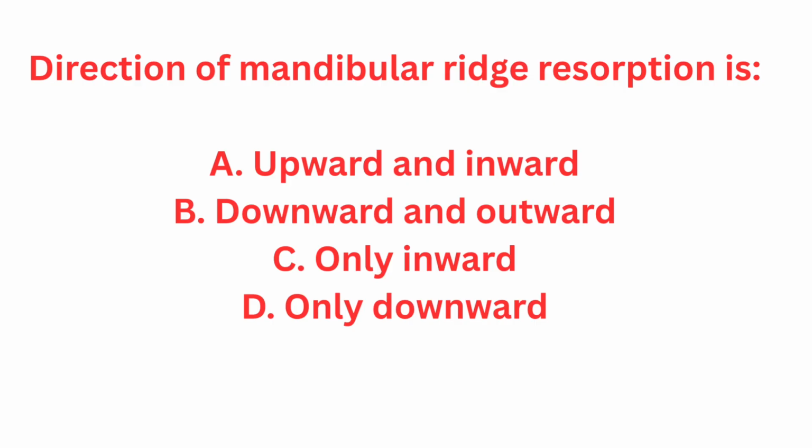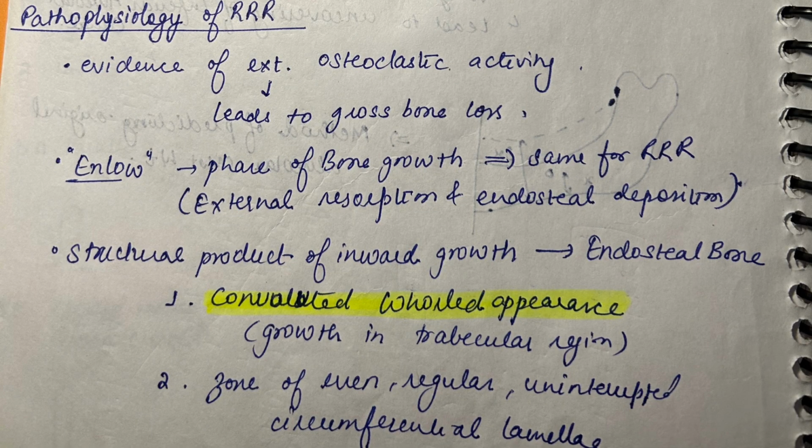So this is a question which is asked in some competitive exams. Answer this MCQ in the comment box and let's see how much you learned from the video. Evidence of external osteoclastic activity leads to gross bone loss.